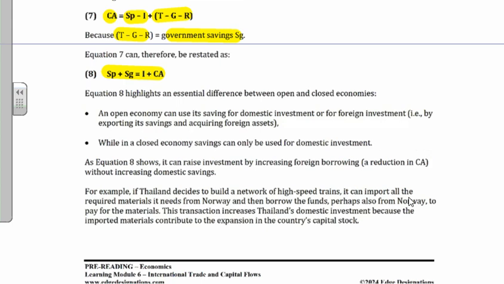What do we notice now from equation number 8? The big difference between open and closed economies. An open economy can use its savings for domestic investment or foreign investment. A closed economy can only use them for domestic investment because, remember, it does not deal with other countries.